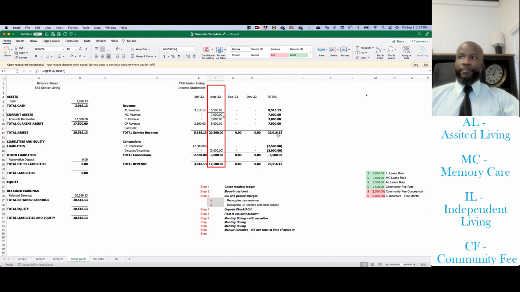We also had a memory care resident come on. And so in this example, that came on the beginning of the month. So we got a full billing there. And then we got a full billing for an independent living resident that came on, and again, full month billing there.